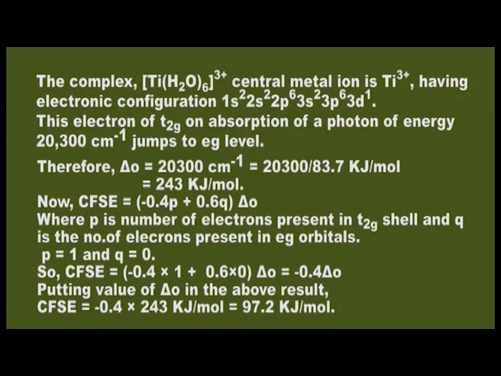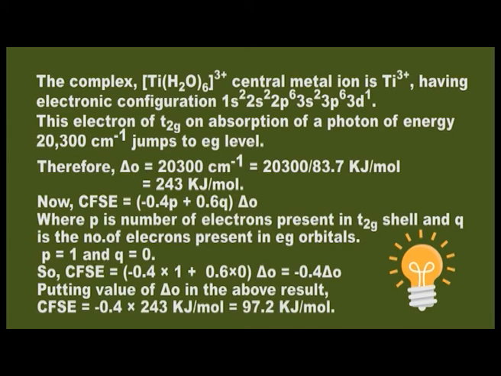In [Ti(H2O)6]3+, the central metal ion is Ti3+, having electronic configuration 1s2, 2s2, 2p6, 3s2, 3p6, 3d1. Here, the d sublevel is occupied by only one electron. According to the above principle, this goes to one of the t2g orbitals. This electron of t2g, on absorption of a photon of energy 20,300 cm^-1, jumps to the eg level. Thus, the energy 20,300 cm^-1 covers the value of the crystal field splitting, that is, delta O.